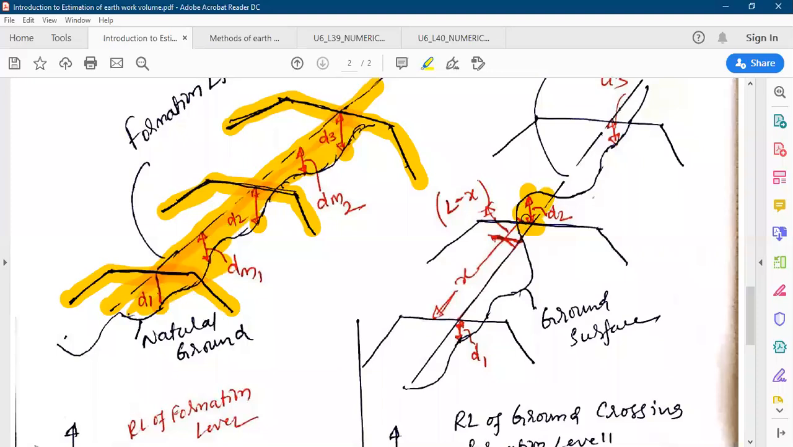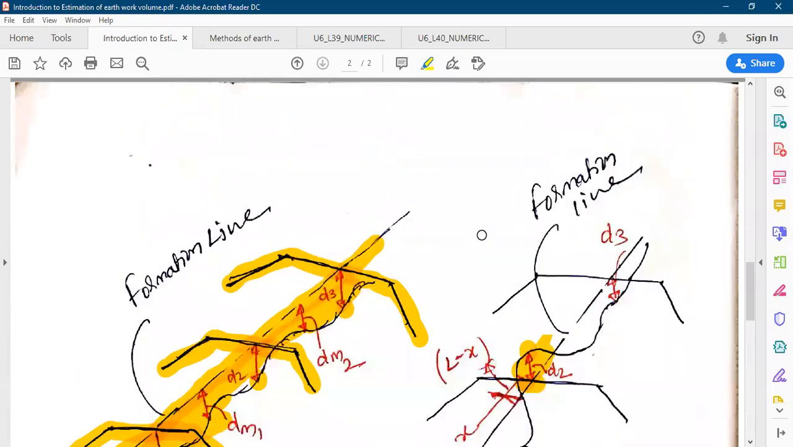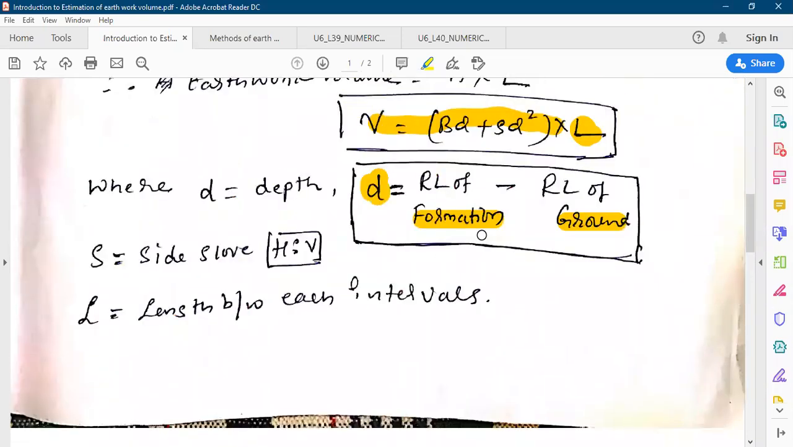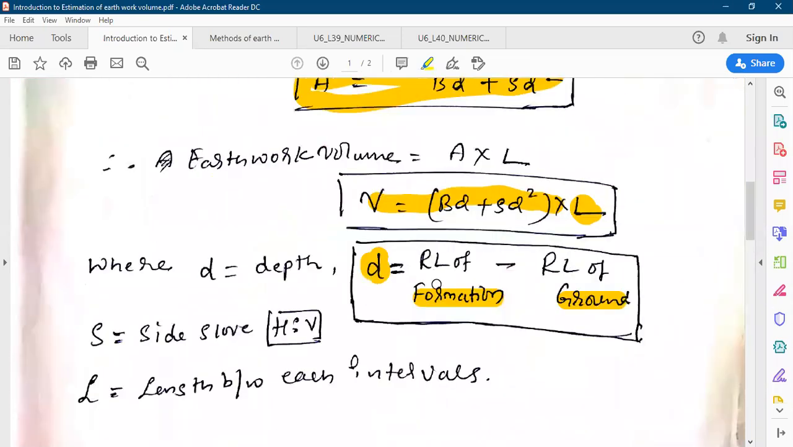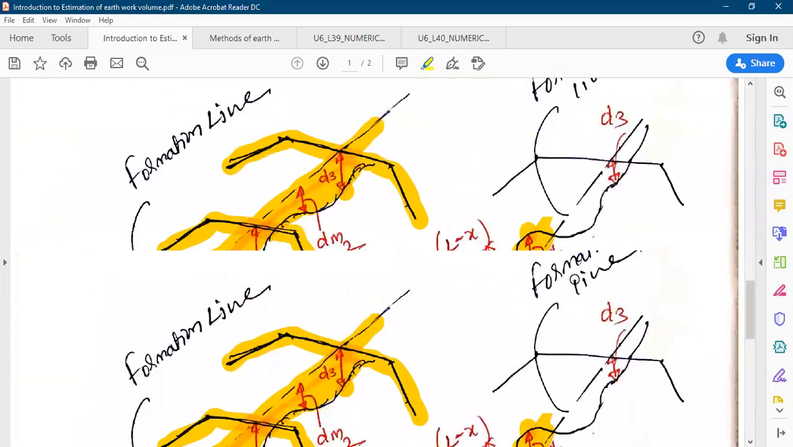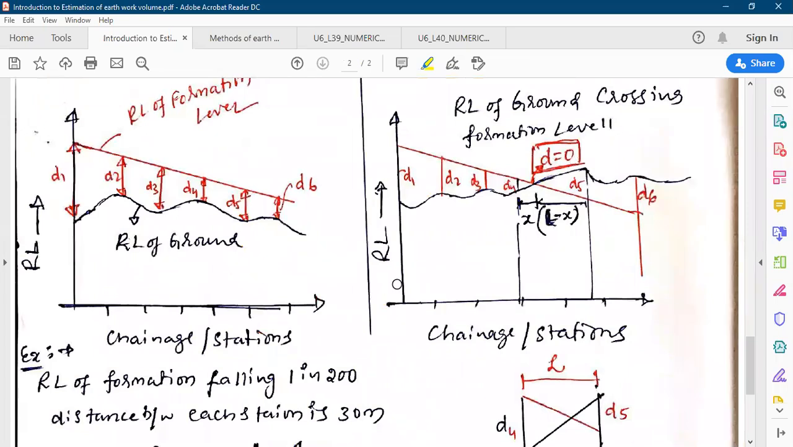So that is where you have to identify where you have to go for cutting and filling. If the depth is coming as negative, then you have to identify that there you have to do cutting. That is the one thing you have to understand when you go for solving the problems, right? D is calculated as RL of formation minus RL of ground, right? If RL of formation is at a higher level, then you have to go for filling, right? If the RL of formation is at a lower level than the RL of ground, then you have to go for cutting. Those are the things which you have mentioned here, right?